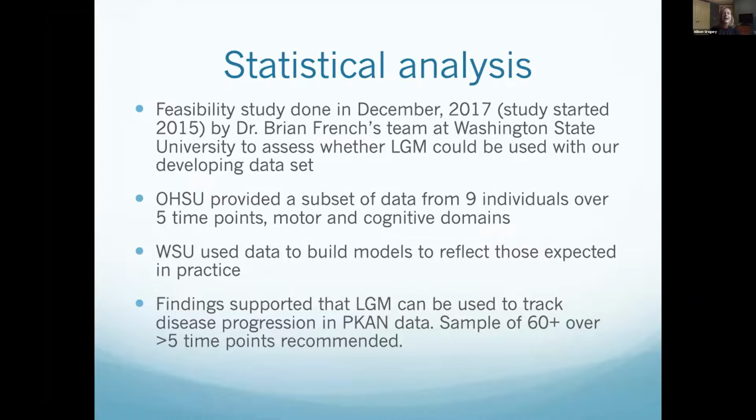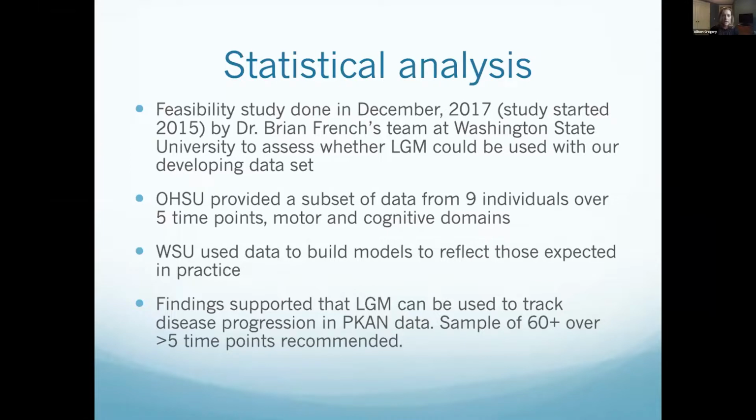We did do a feasibility study in December 2017, with our collaborator, Dr. Brian French and his team at Washington State University here in the US. This was a feasibility study to assess whether LGM really could be used with the data set that we were developing at the time. We were 2 years in.